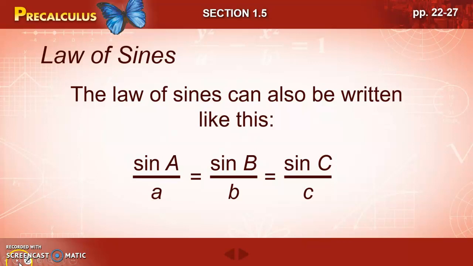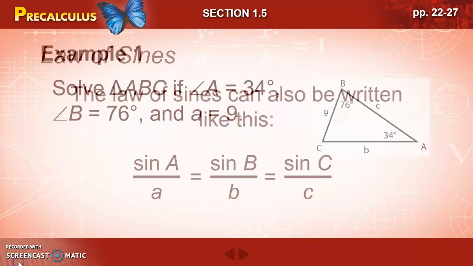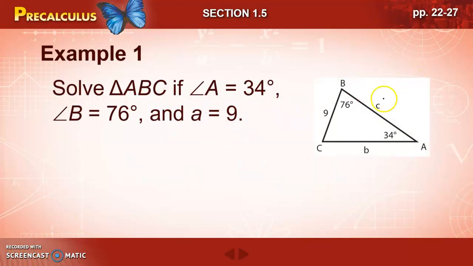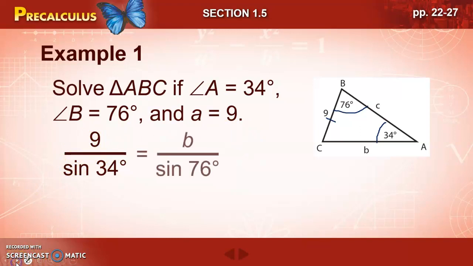Because we know that these are proportionate, we can use this information to help us solve triangles that are not right triangles. So let's solve triangle ABC. If angle A is 34 degrees, angle B is 76 degrees, and side a is 9. Now, if you take a look at this, we have side, angle, angle, one of those three things we said we needed to know in order to use the law of sines. We're going to set up our proportion, side a, which is 9, over the sine of angle A, so the sine of 34. And we're going to set that to be proportionate to side b, which we don't know, over the sine of angle B, which we do know.